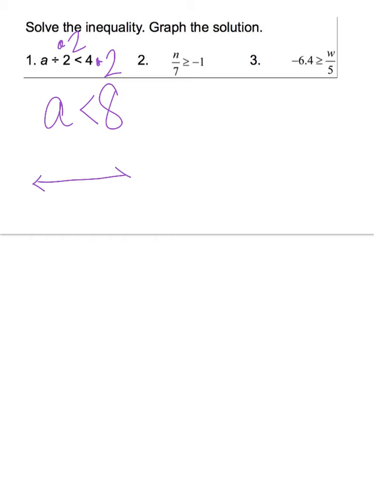And if I go to make my number line, I have 7, 8, and 9. I'm doing an open circle and shading to the left. All right, you go ahead and try number 2.